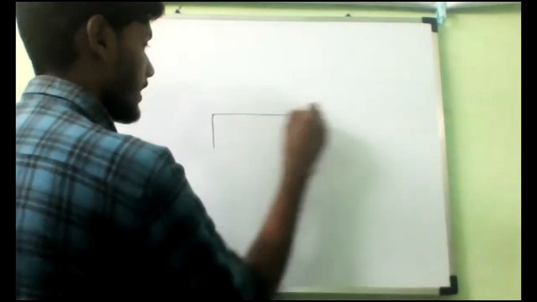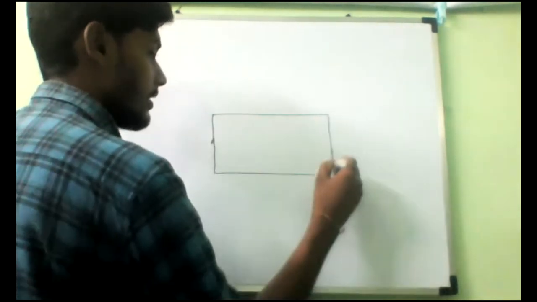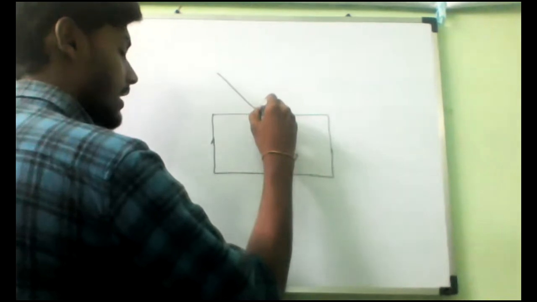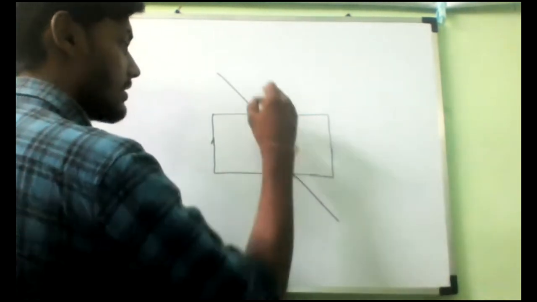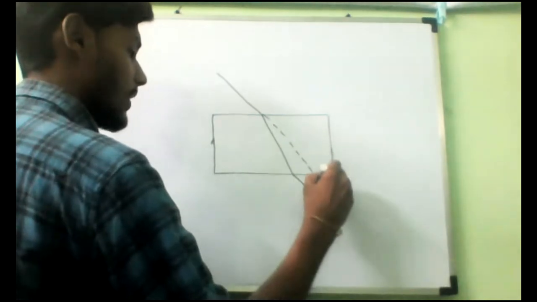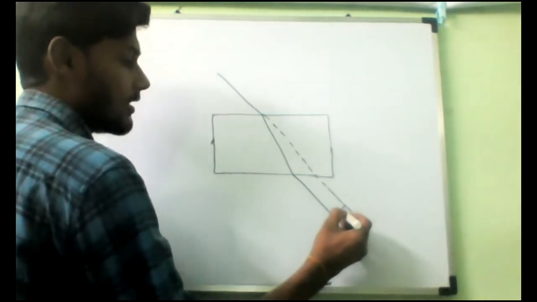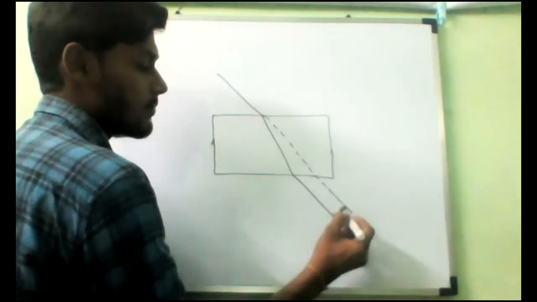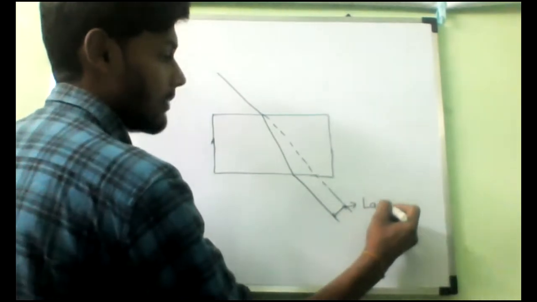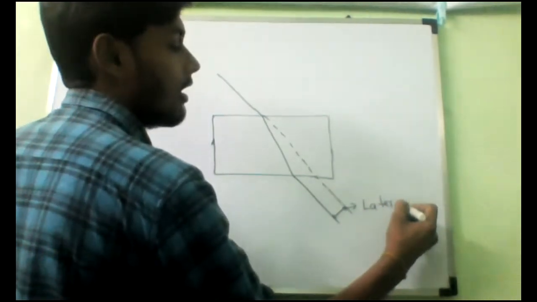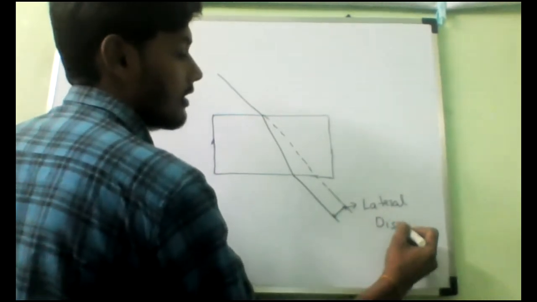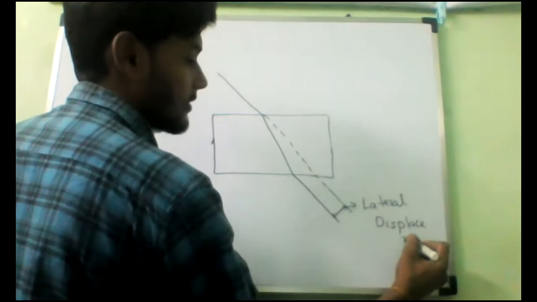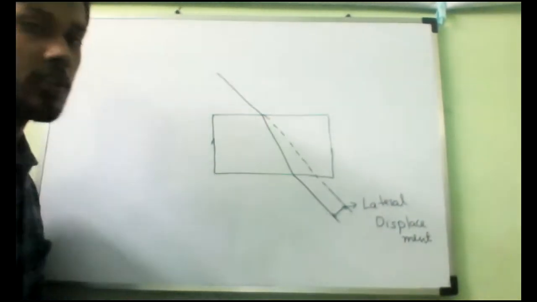Now, if you take a glass slab, observe very carefully, all of you. You send light in like this, it is deviated like this, and again it goes into the same direction as the original path. The distance between the original path of the light and the new path of the light is called what? One name I have told you. What is that? Lateral displacement.